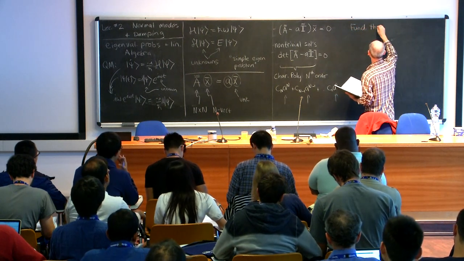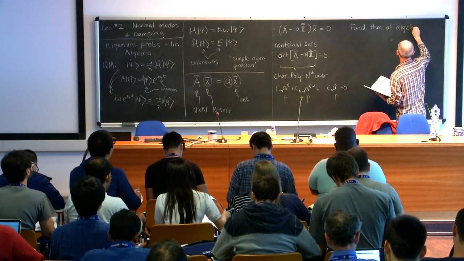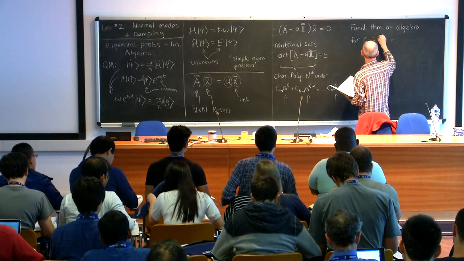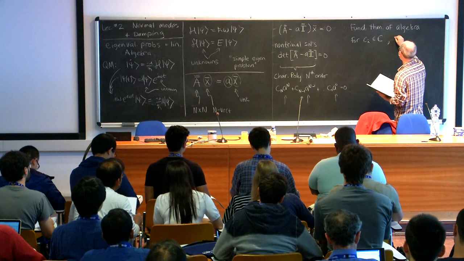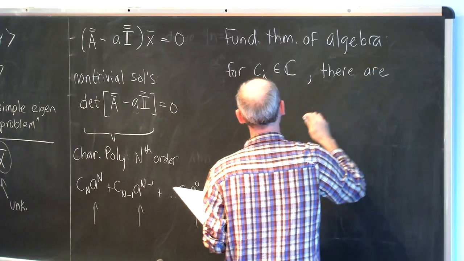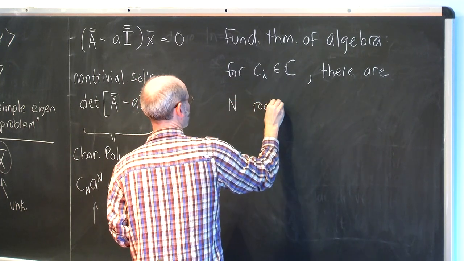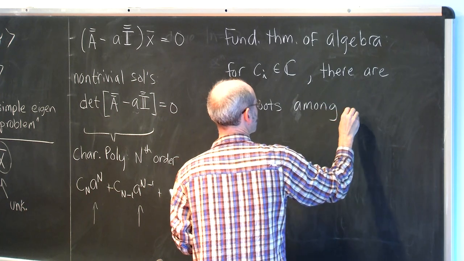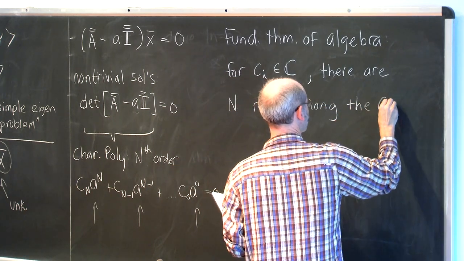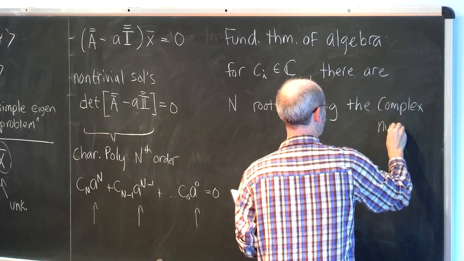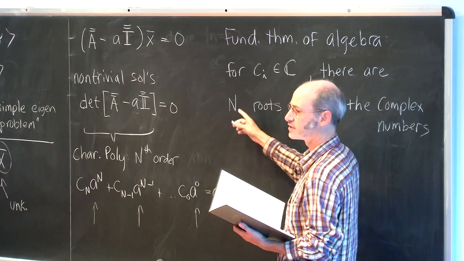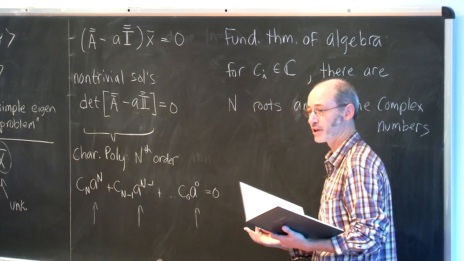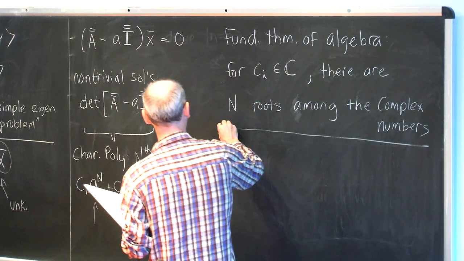There's another thing that I won't derive, which is the fundamental theorem of algebra. And that says that if all these coefficients are complex numbers, then there are exactly capital N roots, which is to say, values of a that solve that equation among the complex numbers. And strictly speaking, that holds if we count degenerate roots according to their degeneracy. So any nth order polynomial has n roots in the complex plane. So we'll make use of this at various points.